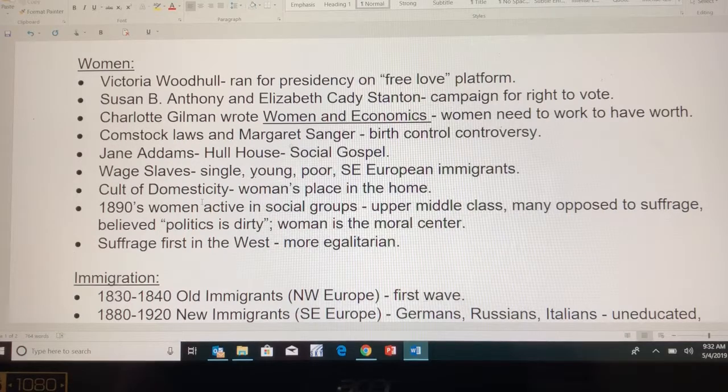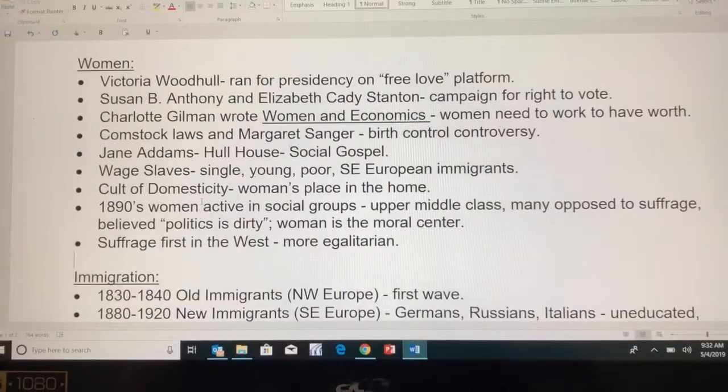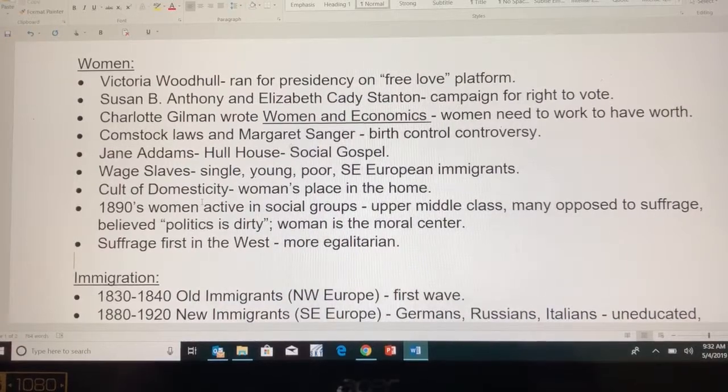We're going to see that many women who do work are single, young, and poor Southern European immigrants, and they're working in the textile mills. We're going to see in the 1890s women actively participate in social groups. They're middle class. These are the people who are going to become our progressives, the army of the progressives. They're looking at politics and they're realizing that politics is forgetting the children. Politics is forgetting the consumer. Politics is forgetting the protection. And so we are going to see that women are going to say that they should get suffrage.